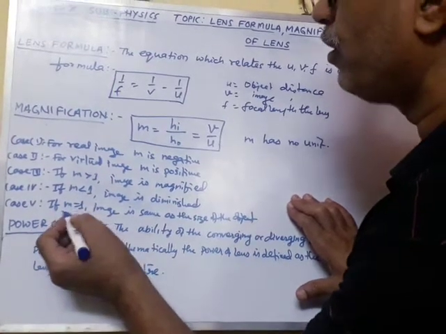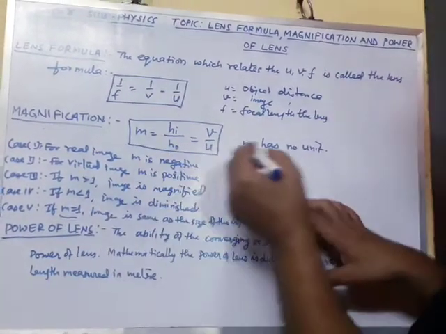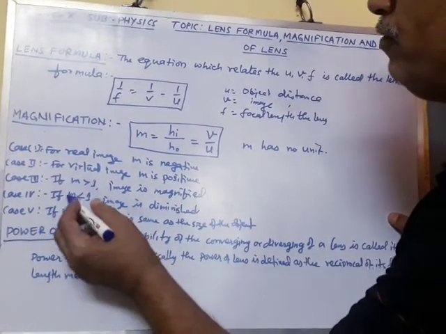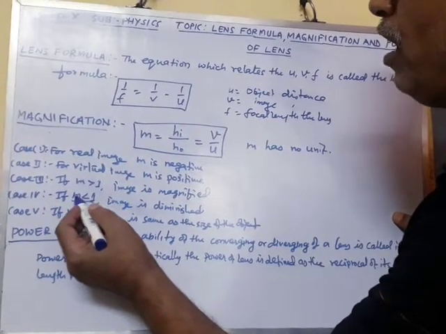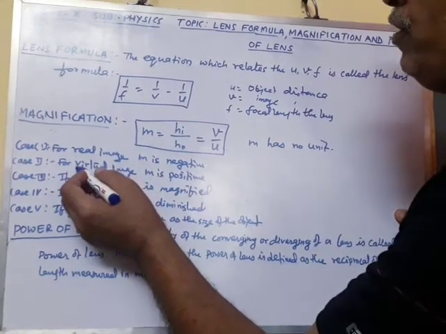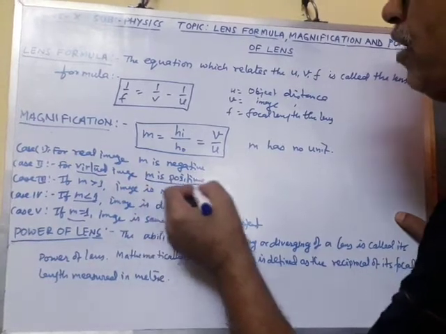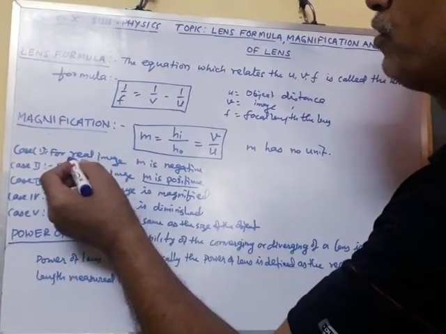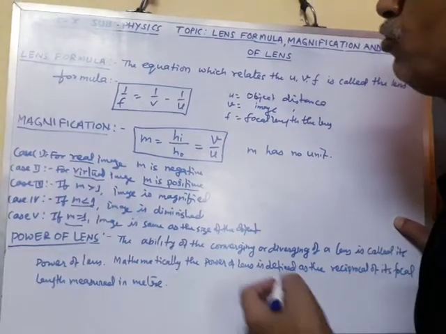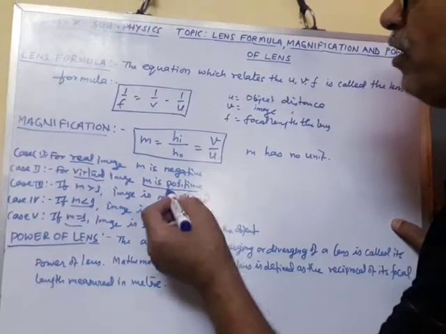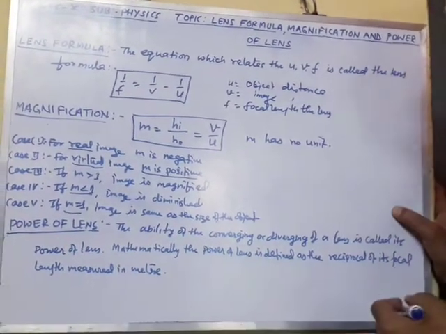This is the case which we get only for the convex lens, because for a concave lens we always have m less than 1, right? And for a concave lens we have the virtual image, it means m is positive. But for a convex lens we have both cases, real image as well as virtual image. So a convex lens gives magnification negative as well as positive, right?